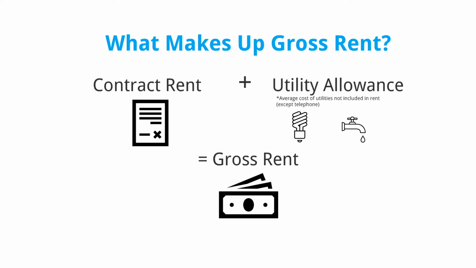The utility allowance is added to the contract rent when the cost of utilities, except telephone, and other housing services for an assisted unit are not included in the family rent, but is the responsibility of the family occupying the unit. If the gross rent for the unit is higher than the payment standard, the family is responsible for the difference.